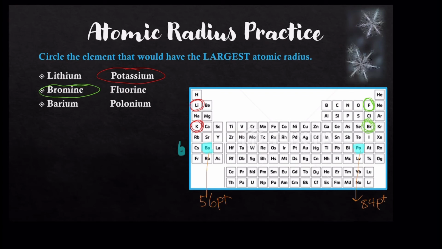So due to the fact that polonium has a greater effective nuclear charge, its nucleus can exert a greater force of attraction on those outer electrons, pulling them closer in because it has so many protons. Barium is the element that will have the larger atomic radius.